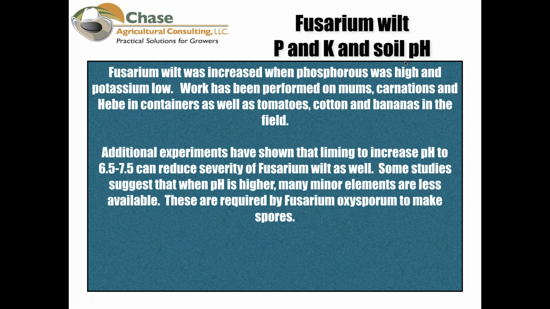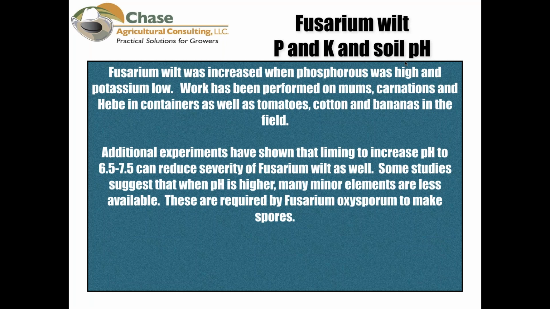More experiments showed that if you used, say, the ammoniacal, but you changed the pH, you buffered it, you put liming into the system, and you brought it up to 6.5 to 7.5 in that general range, you could reduce severity. So you have multiple things going on.